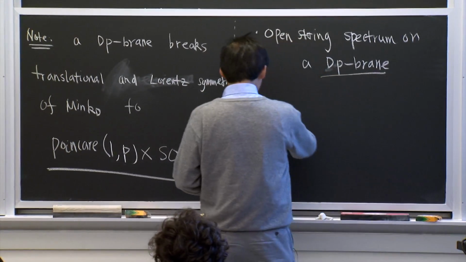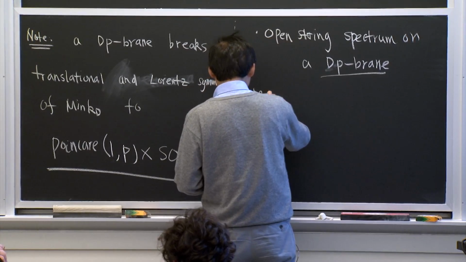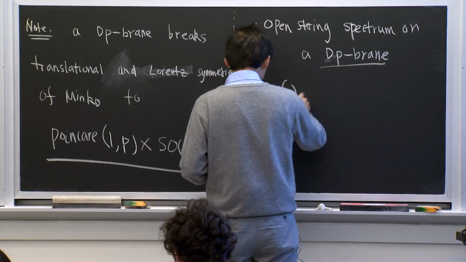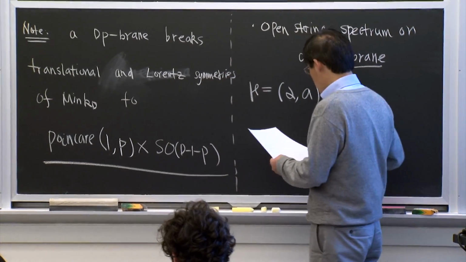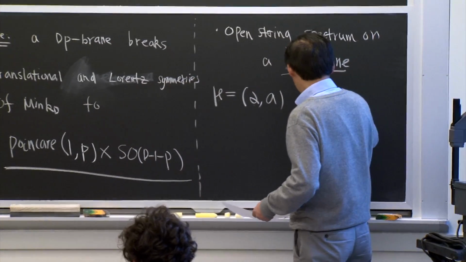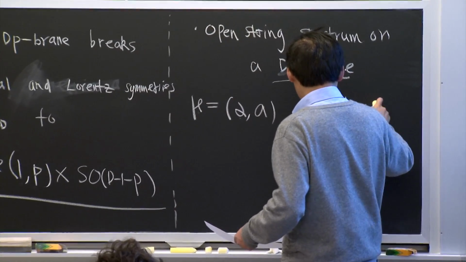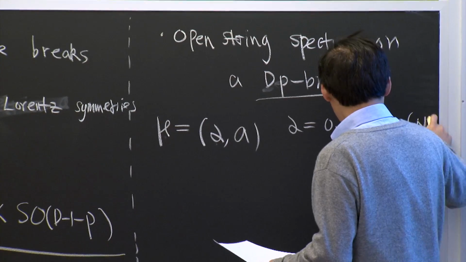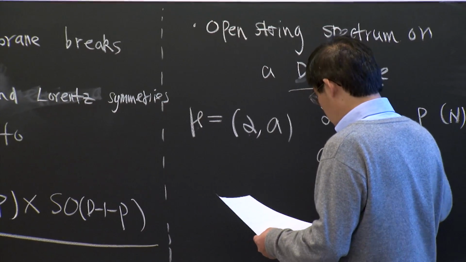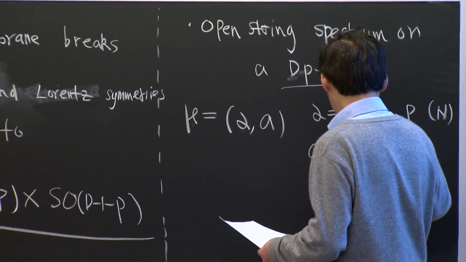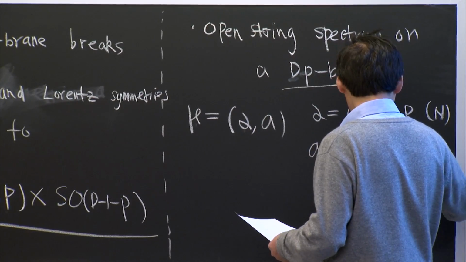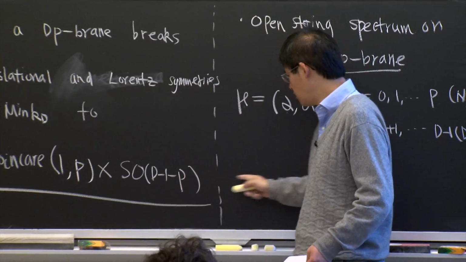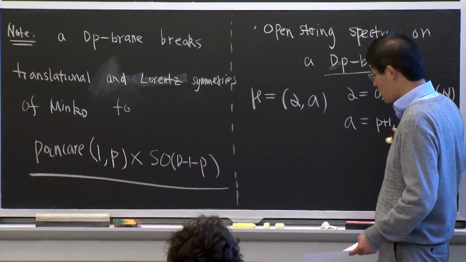Let me first introduce some notations. Previously, we had the notation mu referring to all directions. Now I separate it into alpha and a. Alpha are the Neumann directions from 0 to p, and a are the Dirichlet directions from p plus 1 to d minus 1. So there are d minus 1 minus p of them.